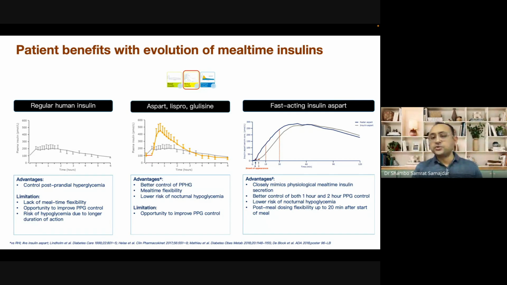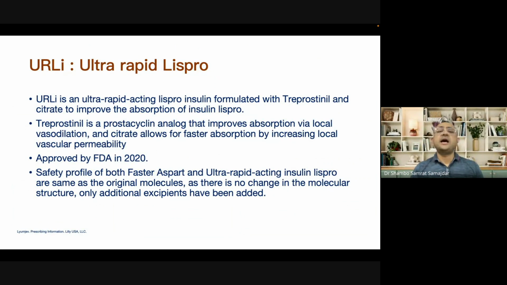Fine. So fast-acting insulin aspart mimics the physiological mealtime insulin secretion, for better control. Now we are talking not only about the 2-hour postprandial glucose control, we are highlighting the importance of 1 hour postprandial glycemic control. And today we had a beautiful discussion on continuous glucose monitoring, the CGM. There also, it is important to take care of the 1 hour postprandial hyperglycemia, and on that issue, these ultra rapid acting analog insulins are important.